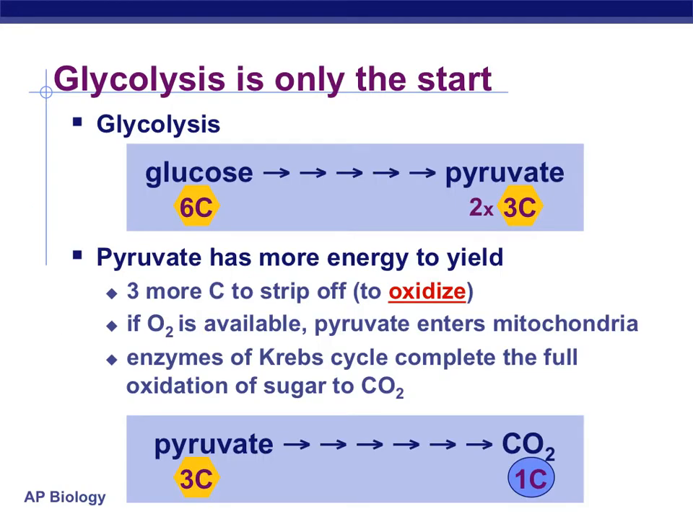So in cell respiration, we can't stop at pyruvate. Not enough energy has been produced. Only a couple of ATP have been produced, and pyruvate still has a lot of energy in it, the three carbon compound that it is. There's still plenty of energy stored in those bonds. So what we need to do is to oxidize the pyruvate further, and if oxygen is available, we will enter the mitochondrion for what's called the Krebs cycle, and that way we can oxidize completely into carbon dioxide.